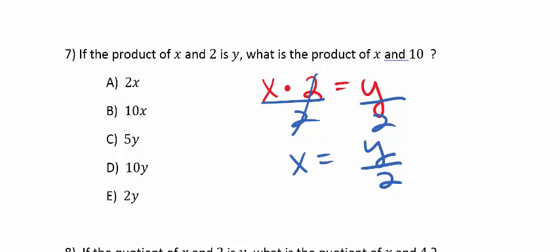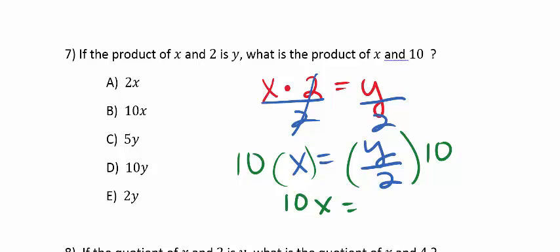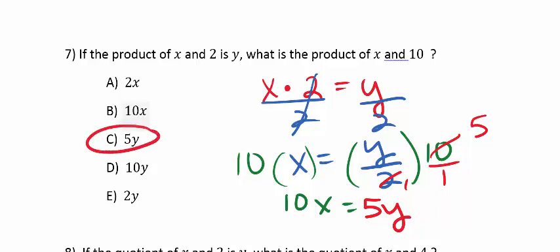And now we want to know what the product of x and 10 is. That just means I'm going to have to take both sides and multiply it by 10. So 10 times x is 10x. Over here on the right hand side, I can put a 1 over the 10, and then 2 goes into itself once and into 10 5 times. So our expression over here is 5y. So 10x is going to equal 5y. So our choice here is C.